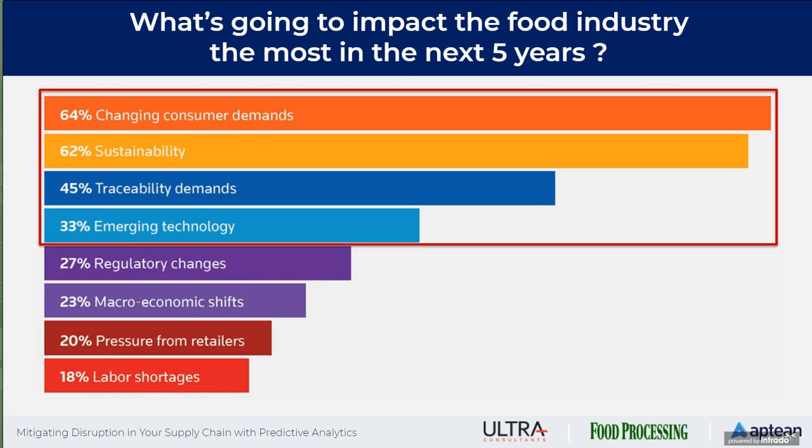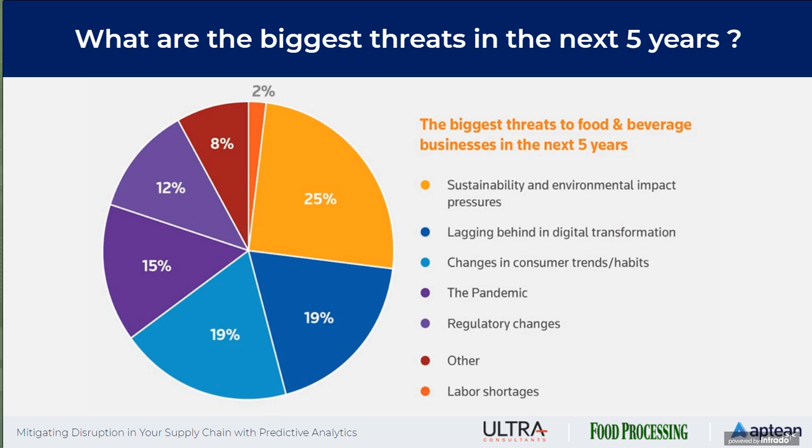Now, the next thing that we asked them, which kind of goes along with this, is what did they consider the biggest threats in the next 5 years? And it wasn't too surprising that those threats actually matched up to the biggest impacts to the food and beverage industry. And again, sustainability and environmental impact was number one. This again ranked as a division of 100%, so 25%. They think that's going to be the biggest threat with that.